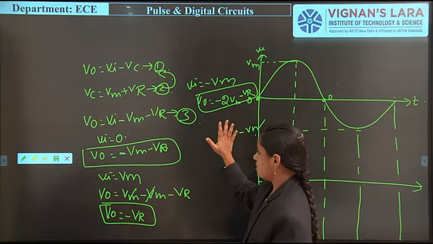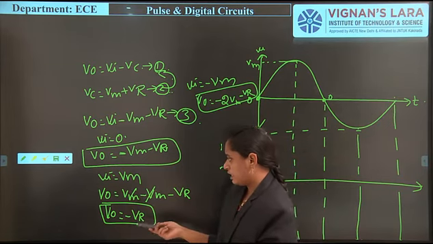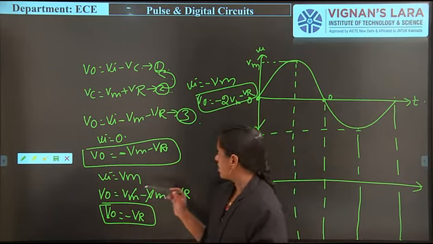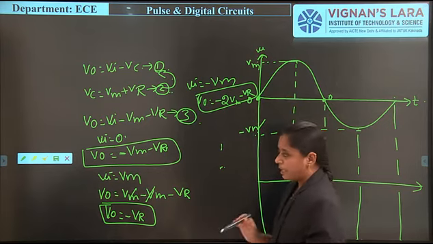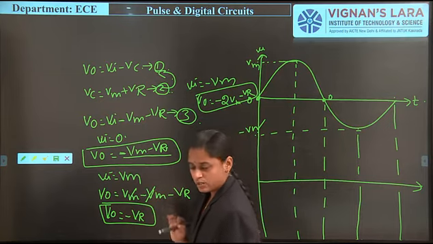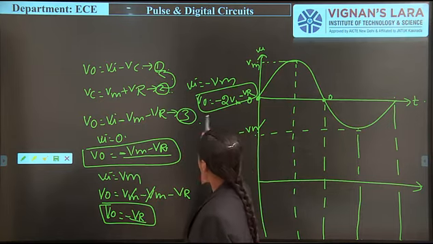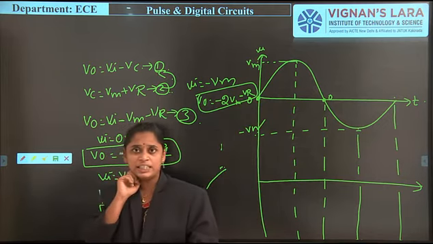So these are the conditions we have to observe. For this we have to note down the values, that is, what are the indications. At the input side we have to indicate minus Vm, Vm and 0 terms. But at the output we have to indicate these terms, that is minus Vm and minus Vr, minus Vr, and minus 2Vm and minus Vr. So we have to indicate these terms.